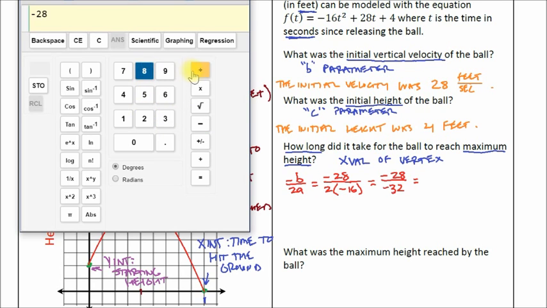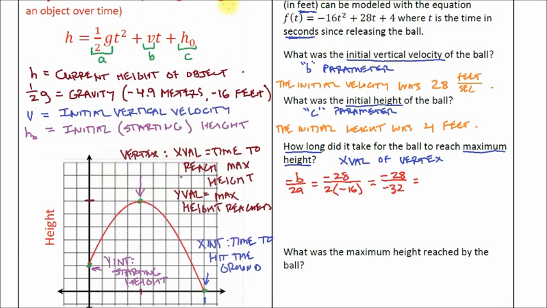Negative 28 divided by negative 32. Negative divided by a negative is a positive 0.875. So I'm going to put 0.875. Now think about it. How long? Our unit of measure here is seconds, because how long is a measure of time, and we're doing time in seconds. So our answer here is, you can write this sentence any way you want. I just follow the question.